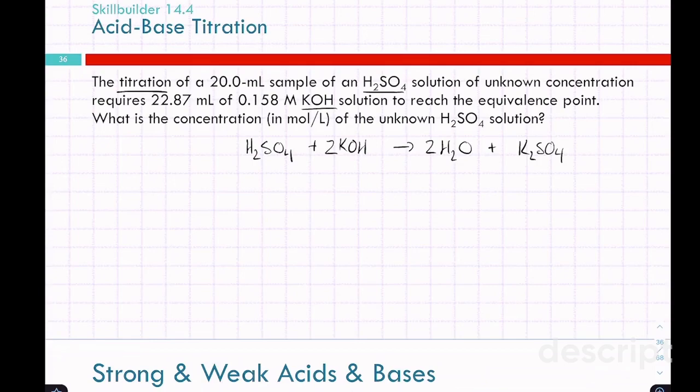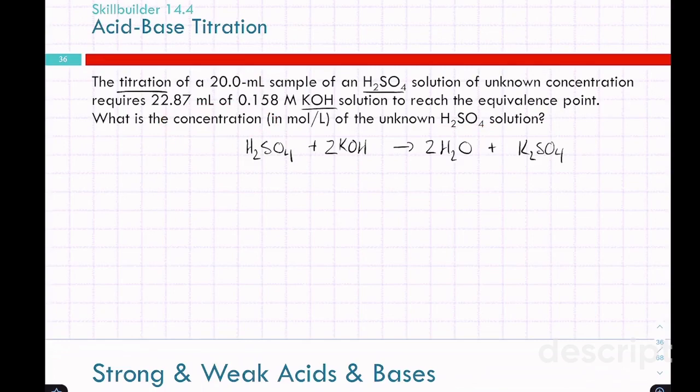All right, so that gives us a balanced chemical equation and also shows us something important about this reaction, that it's going to take 2 potassium hydroxides to neutralize every H2SO4. And now this basically becomes a stoichiometry problem, because we have volume and molarity of potassium hydroxide, so we can calculate moles. And we want to know the concentration of H2SO4.